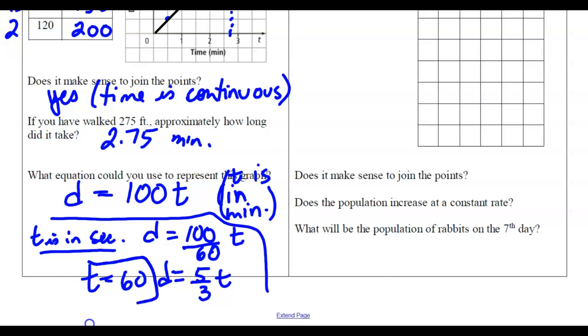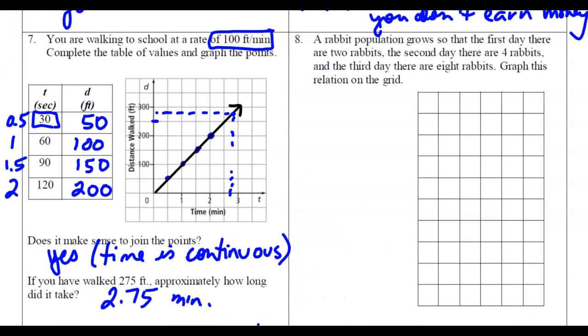So it's a little bit different. That's why I just did the t in minutes, because that was the way the rate was given to us.